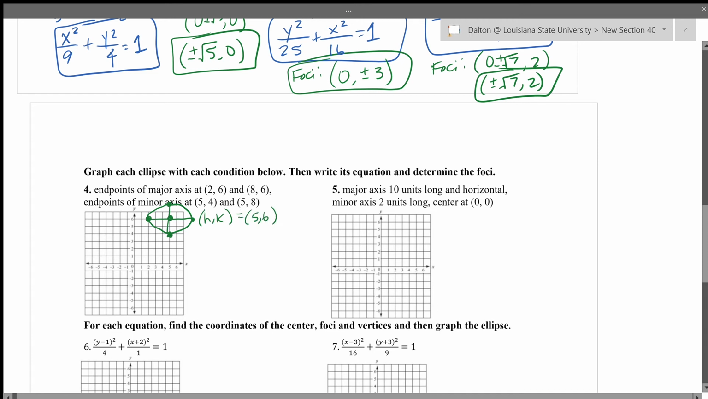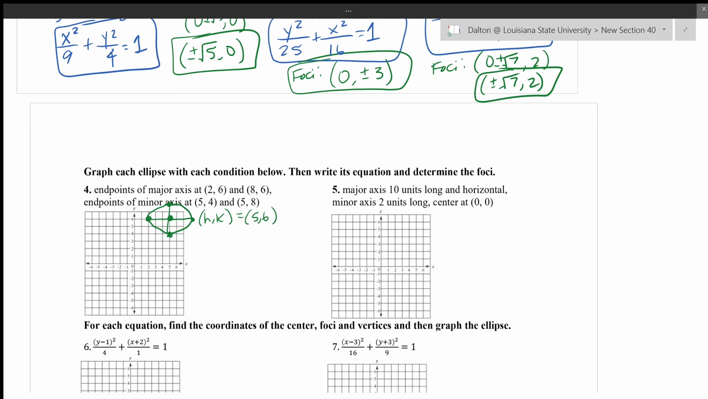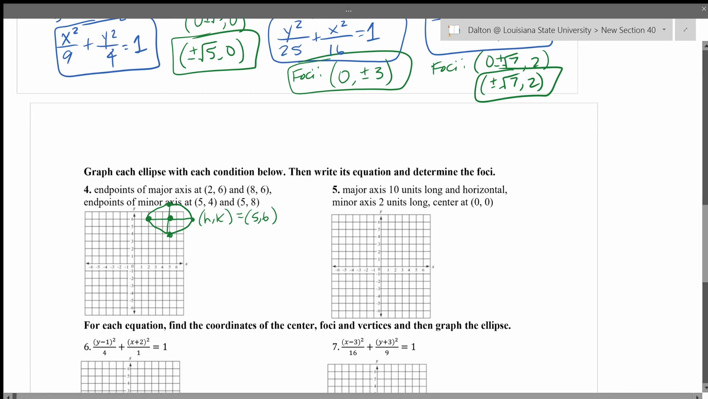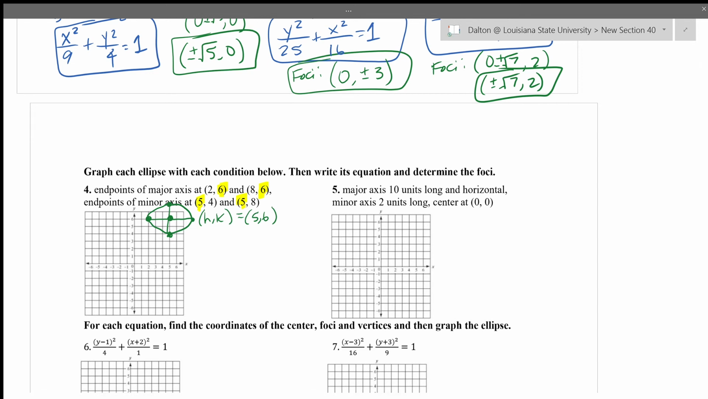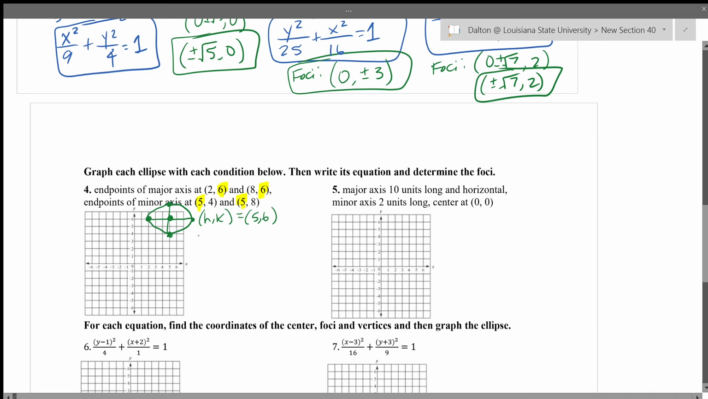Which you could even do algebraically if you notice the connection among the endpoints that they gave us. The major axis y values are 6, and the minor axis x values are both 5. So if you put those together, that's where you get your center point from. Okay, so there's (h, k), and we need a, b, and c.